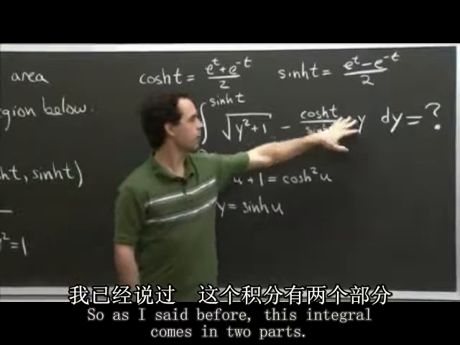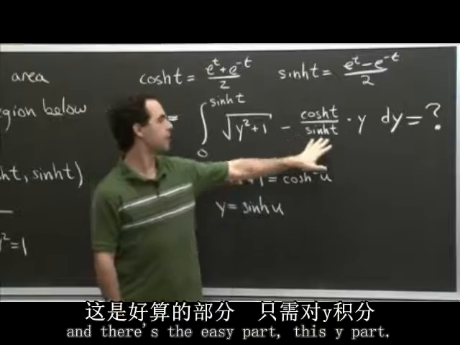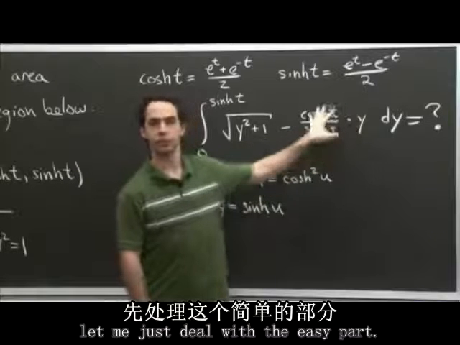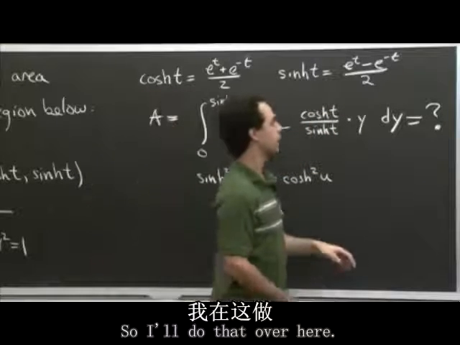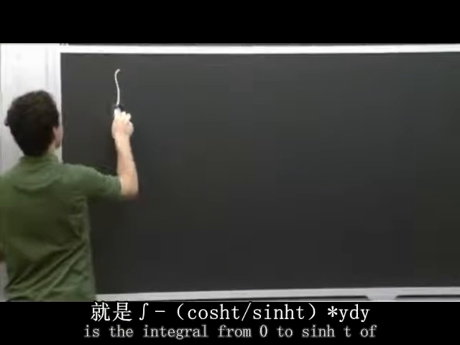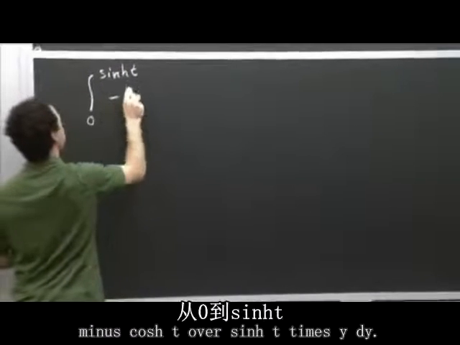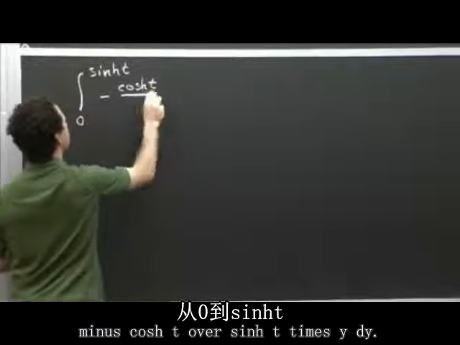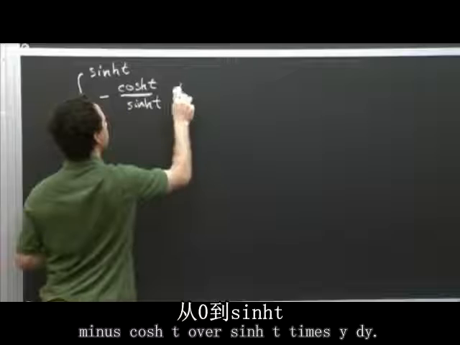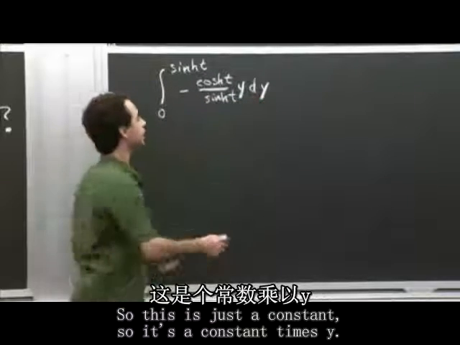So as I said before, this integral comes in two parts. There's the hard part, the square root of y squared plus 1 part, and there's the easy part, this y part. So before I make the substitution, let me just deal with the easy part. So I'll do that over here. One part of the integral, really, is the integral from 0 to sinh t of minus cosh t over sinh t times y dy. OK, so this is just a constant, so it's a constant times y.